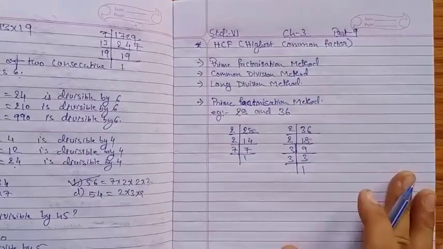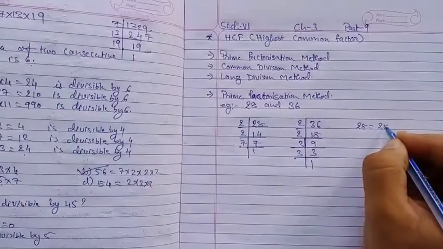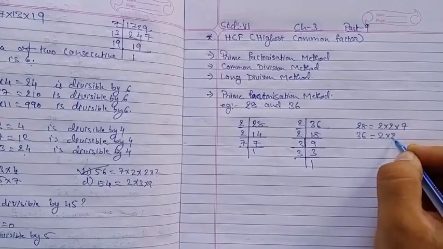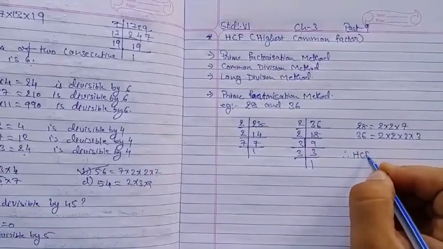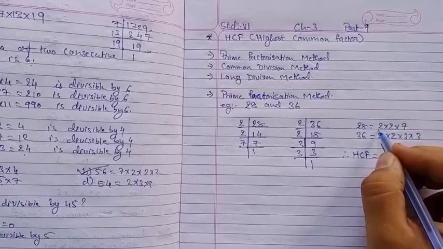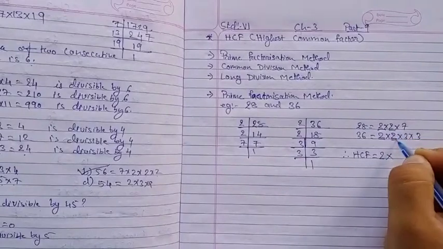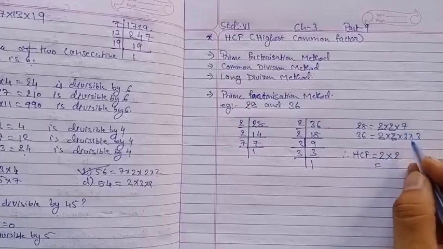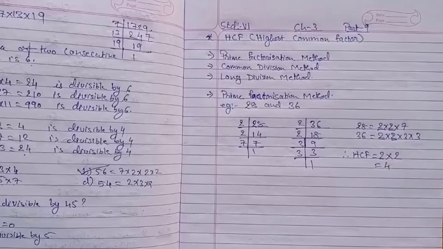Now we'll find out the HCF. 28 is equal to what? 2 into 2 into 7. 36 is equal to 2 into 2 into 3 into 3. Now when we are finding out HCF, the number which is common in both, that only we have to take. Like here 2 and 2 is common, so that will be taken. Again this 2 is common, so that will be taken. Now nothing else is common in both, so 2 twos are 4, so our HCF comes to 4.